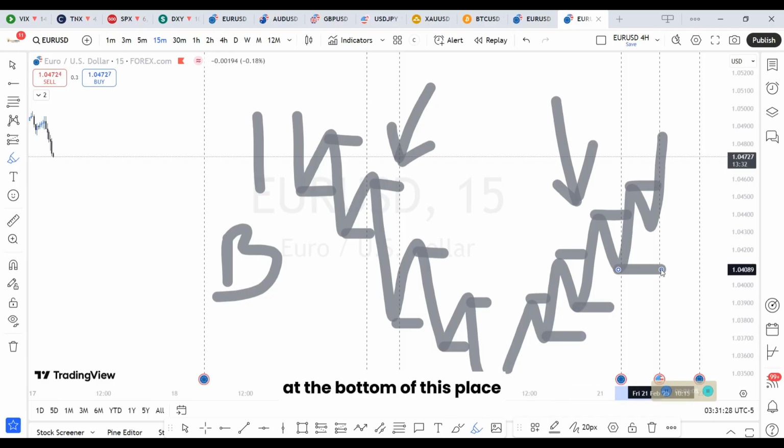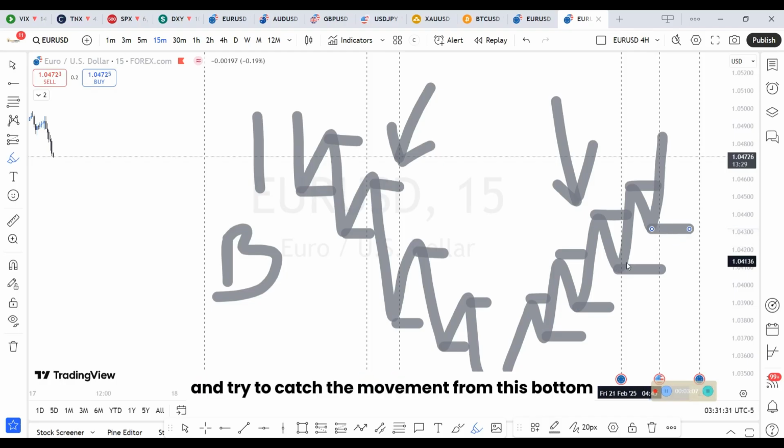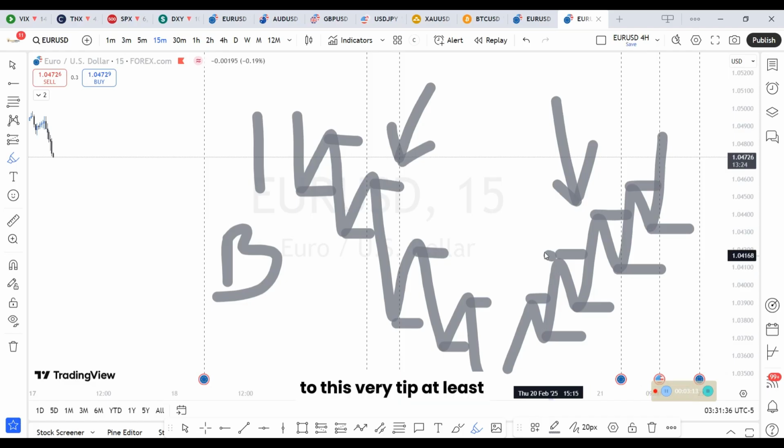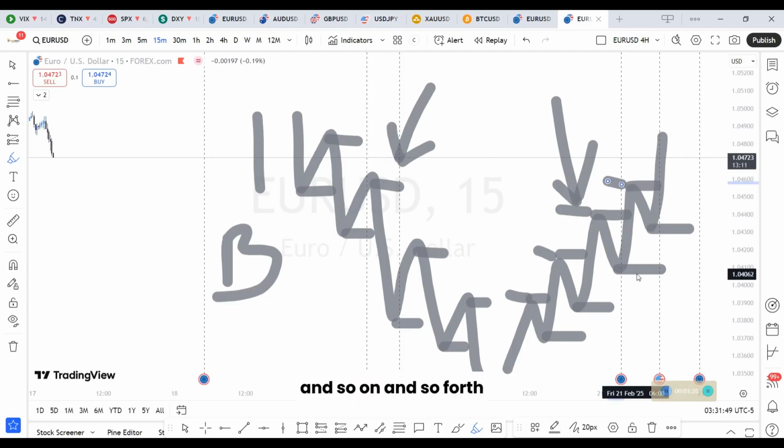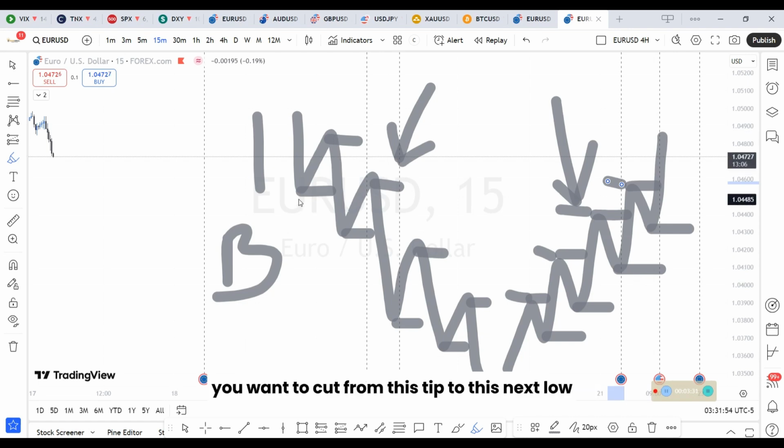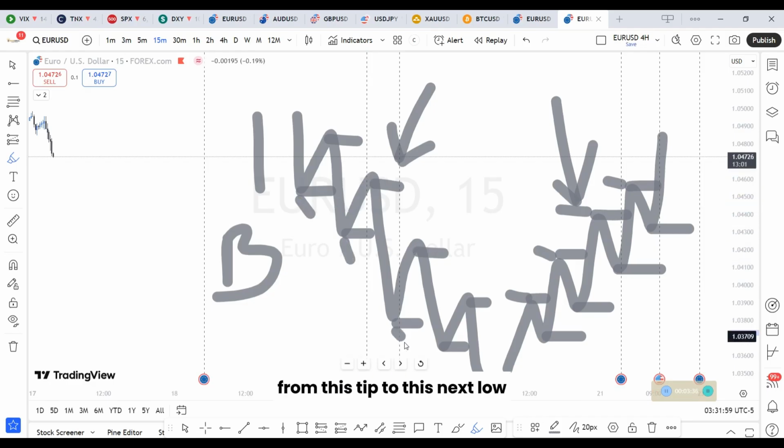You try to catch the movement from this bottom to this very tip at least, or from this bottom to this next high, and so on and so forth. The same way in a bearish structure, you want to catch from this tip to this next low, from this tip to this next low, and so on and so forth.